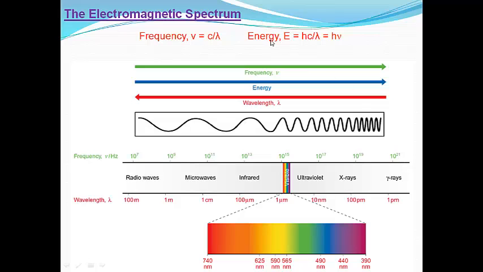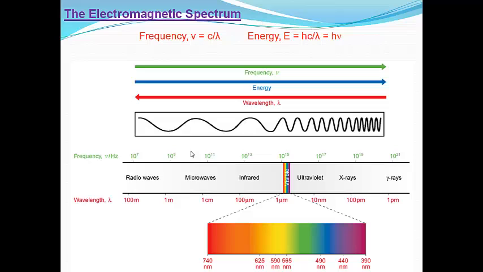And that relationship is captured in this equation here, frequency nu is equal to c over lambda, where c is the speed of light. Alright, we're using a constant. Now, what we also see is that because we're talking about a wave, and in particular here, an EM wave, the movement of the wave actually results in the transfer of energy.